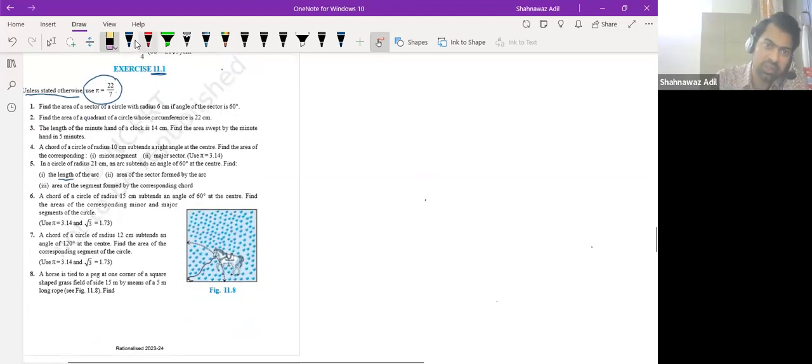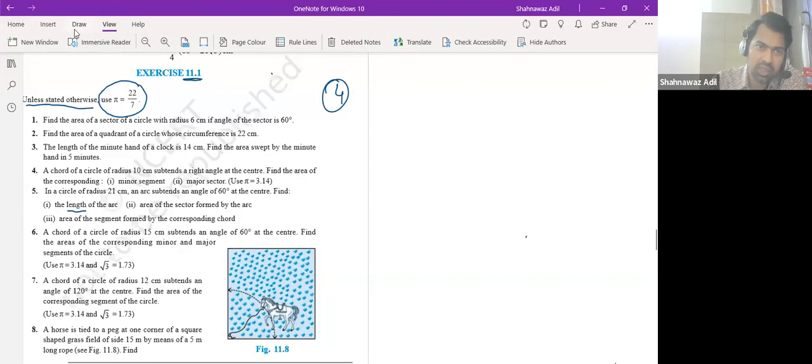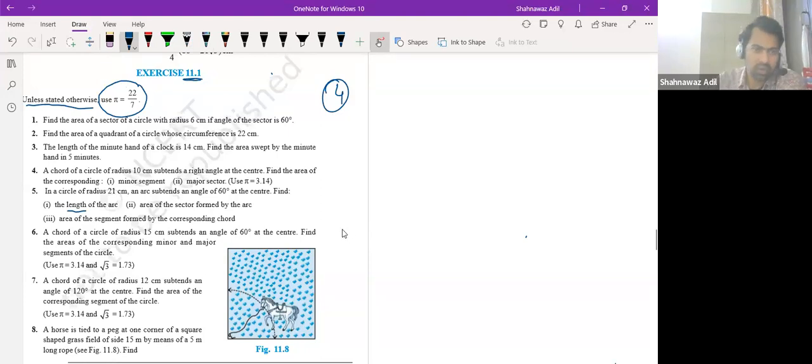Yeah, so fourth question. A chord of a circle of radius 10. So we have a chord and of radius 10 centimeters. So radius is also given. This is 10 centimeter and it subtends a right angle. This chord subtends a right angle at the center. So this is 90.